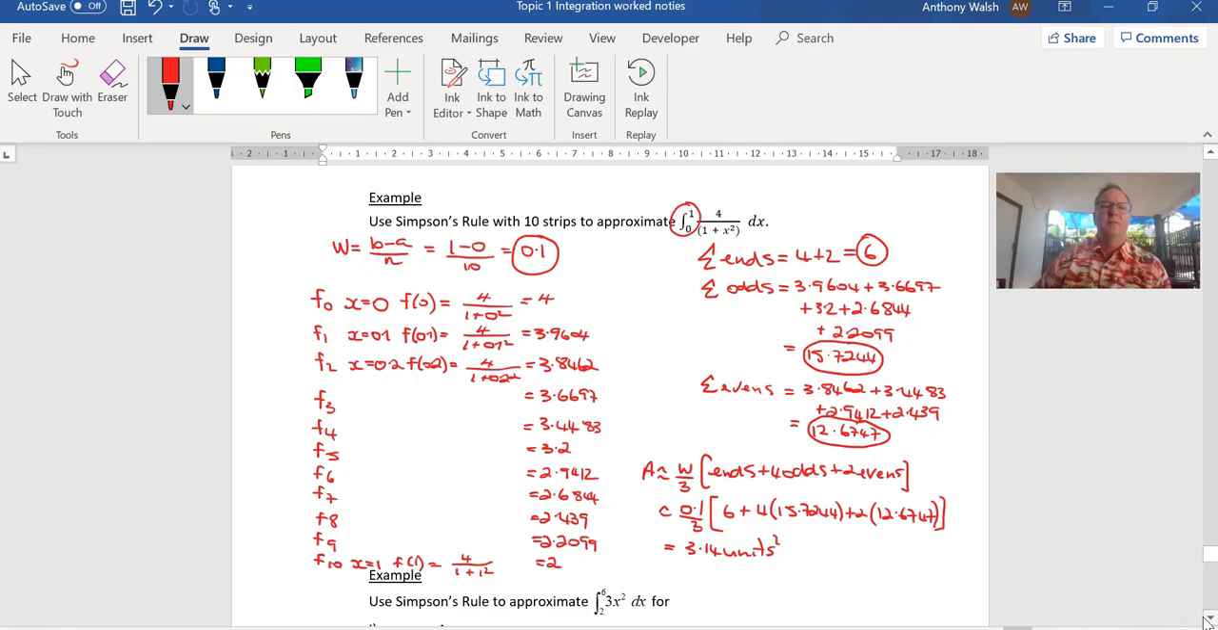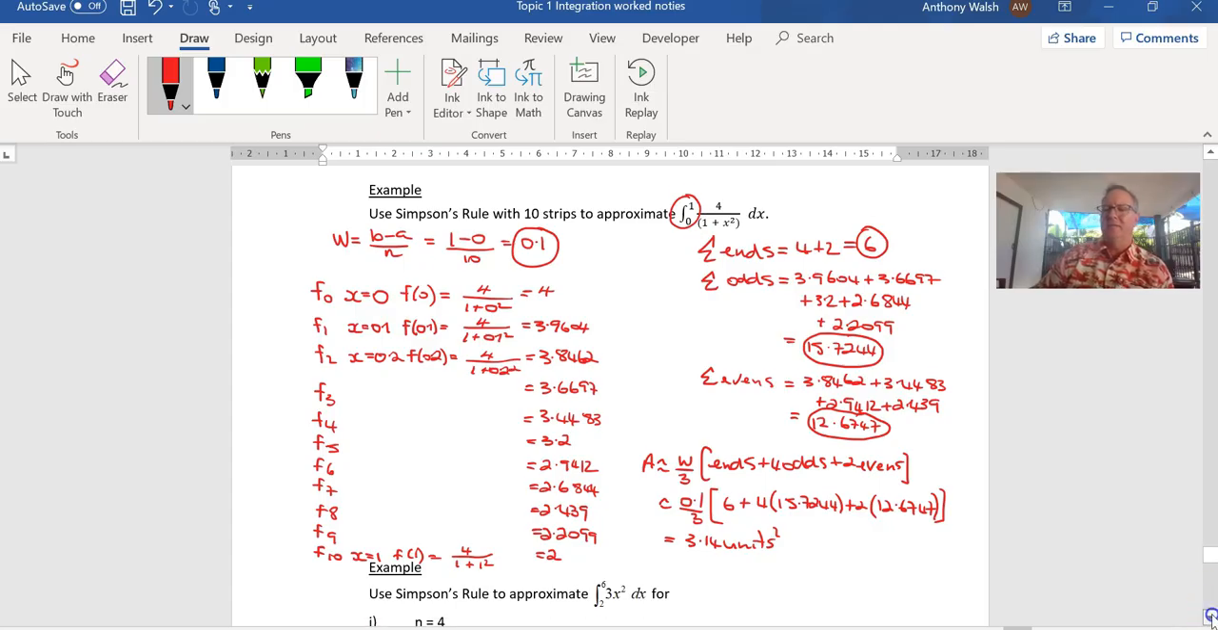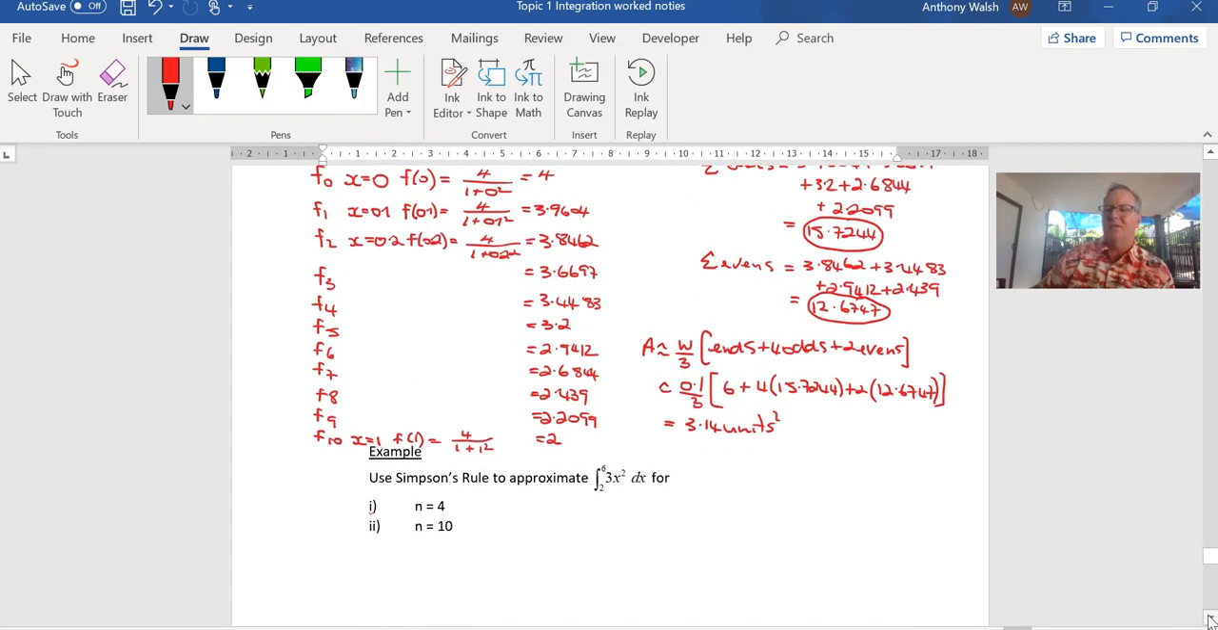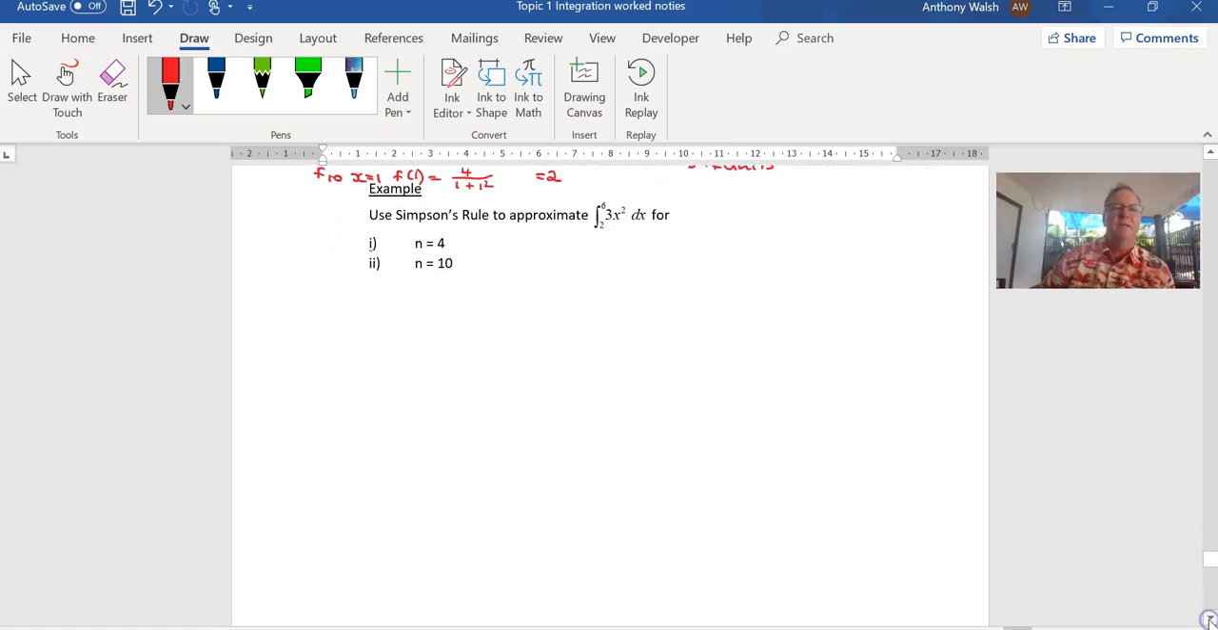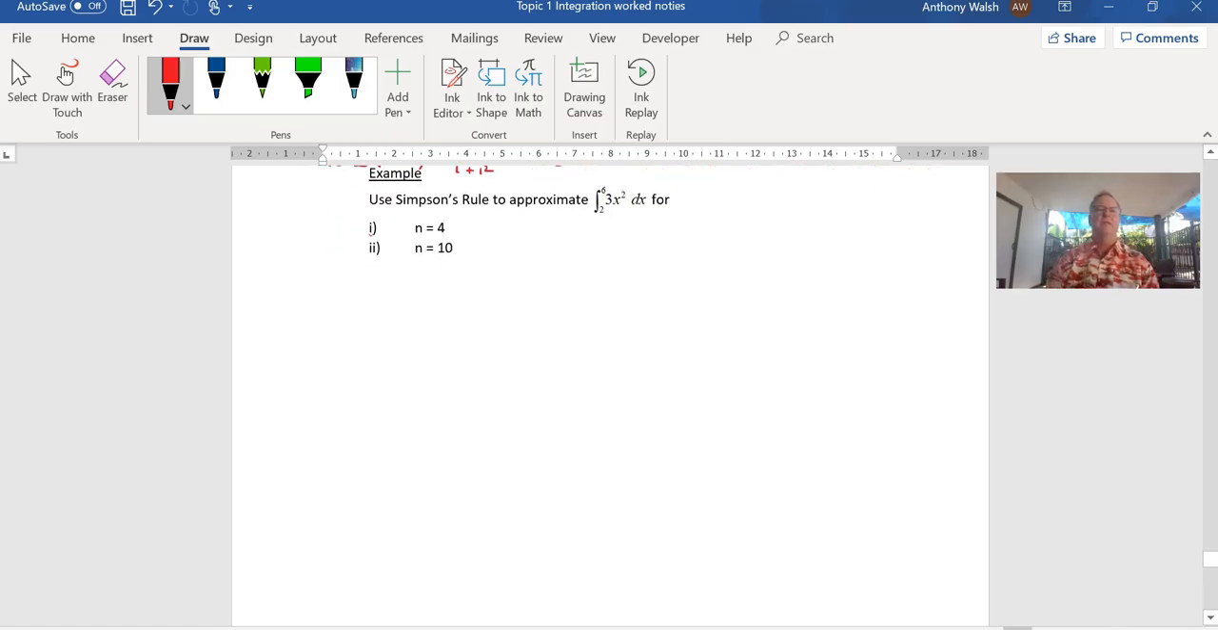Remembering that the number of strips must be even. There were 10 strips there, that was even. In the next one, let's make some comparison depending on the number of strips I use. For this example, 3x squared integrating between the values of 2 and 6 dx, with 4 strips and 10 strips.